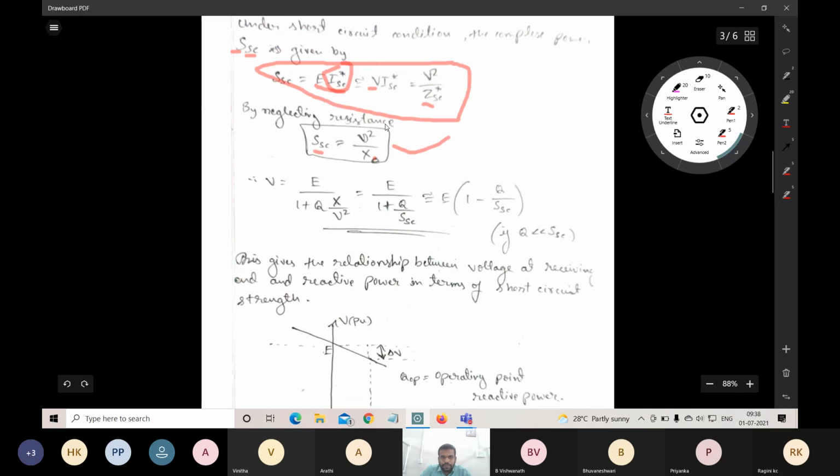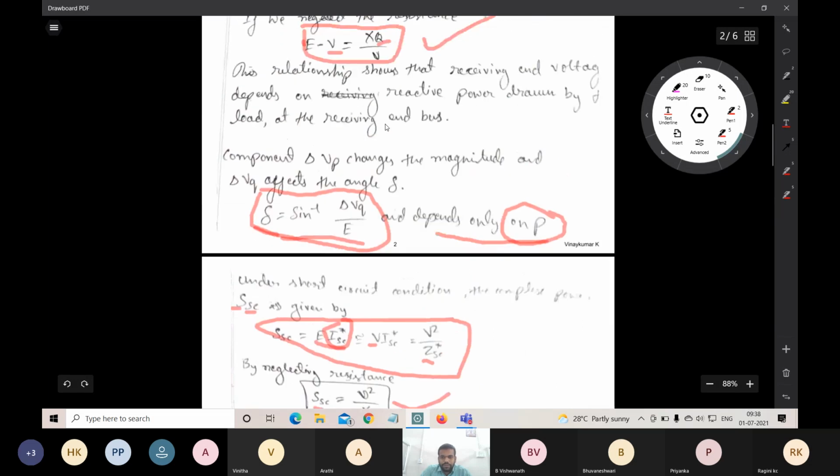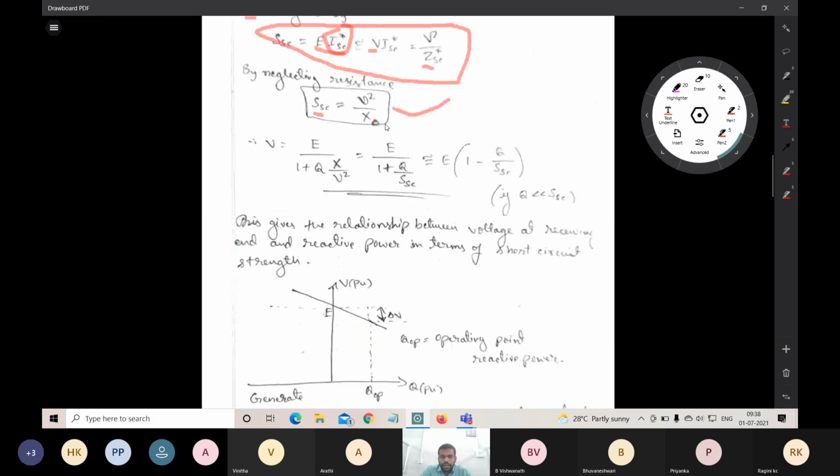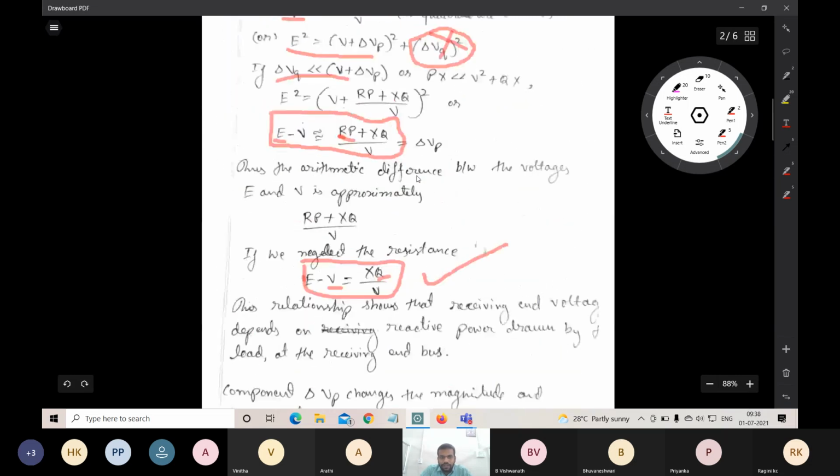Is every step clear? Anyone having doubt? If you got any confusion about any steps, just ask right then and there.